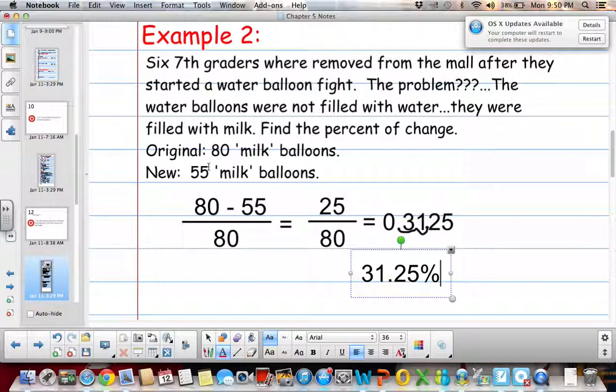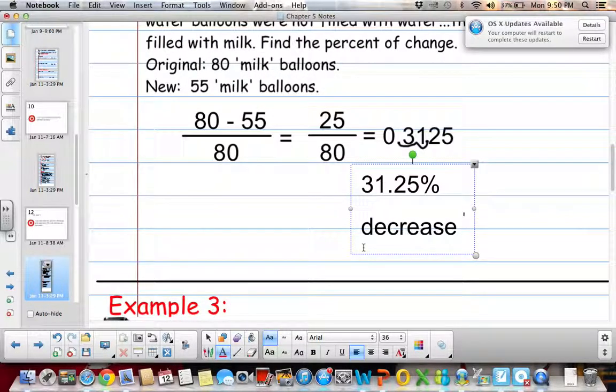We are going from 80 to 55. So our number lowered, got smaller. So that means that it is a decrease.